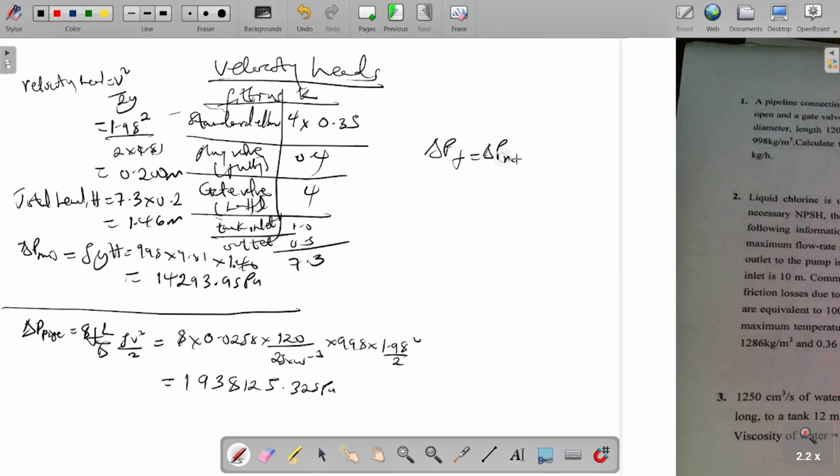Right, so if I get this one, I'll know that now the pressure drop due to friction becomes the pressure drop for the miscellaneous equipment plus the pressure drop for the pipeline itself, right? So for the miscellaneous was 14293.95, and this one is 1938125.325.